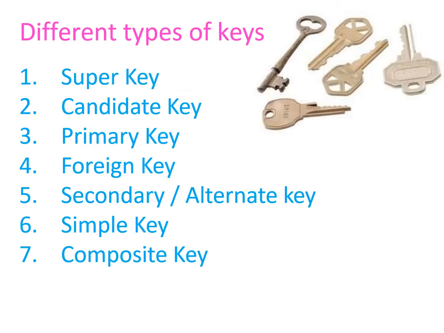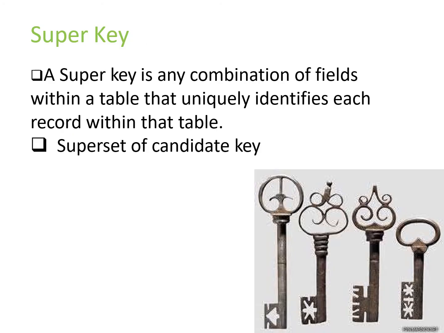So these are different types of keys. First is super key. Second is candidate key. Third is primary key. Fourth is foreign key. Then secondary or alternate key. Then comes simple key and then composite. So now here we will discuss about these types.